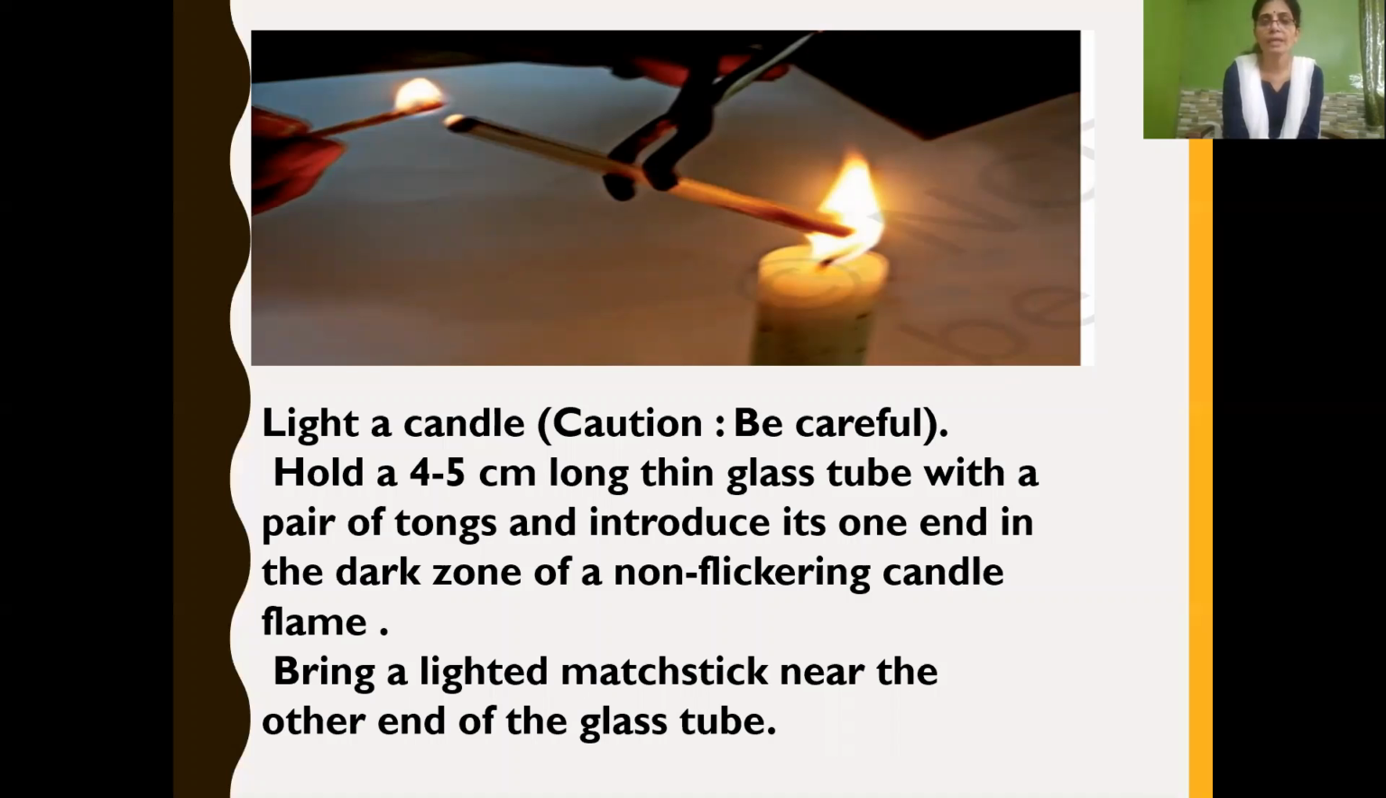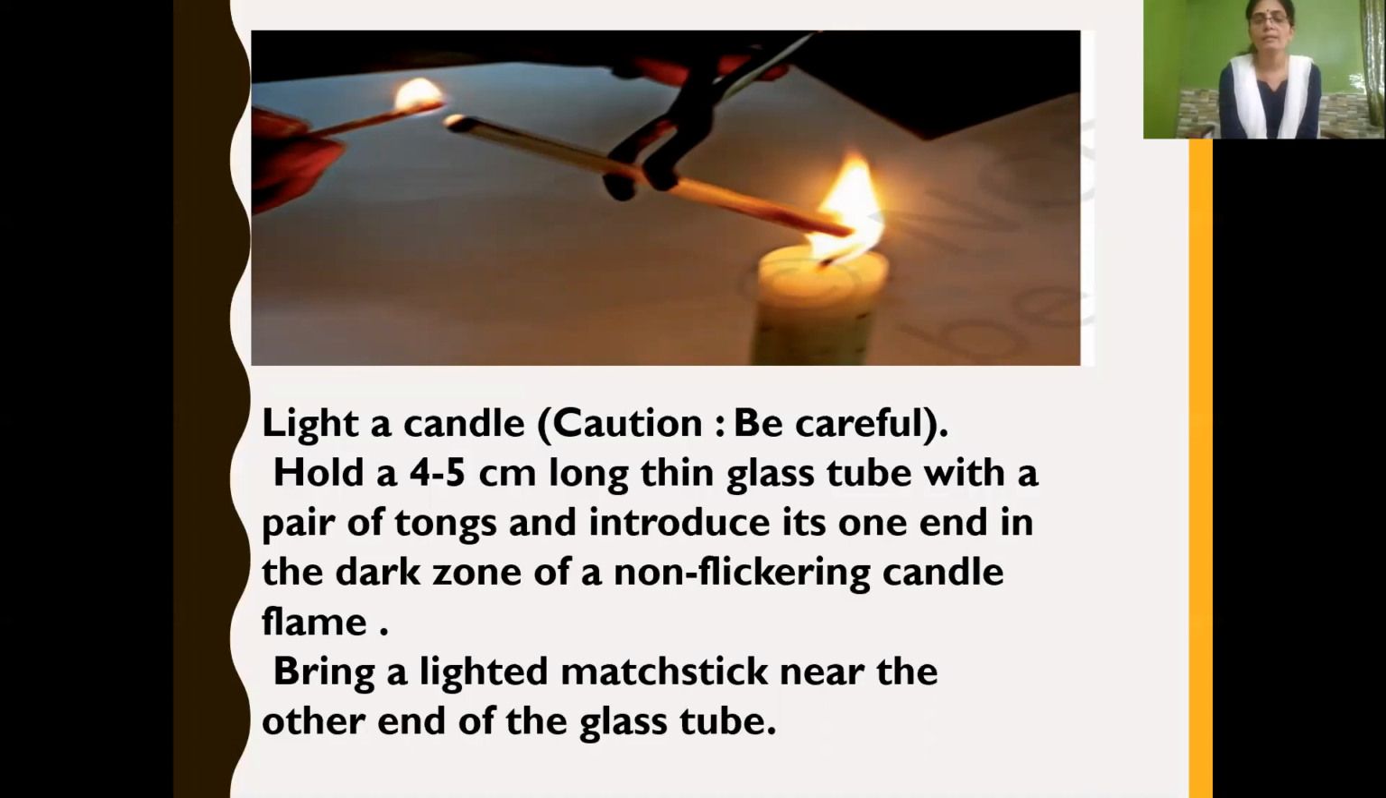You have to be very careful, and then hold a 4 to 5 centimeter long thin glass tube with a pair of tongs and introduce one end of it in the dark zone of a non-flickering candle flame, that is in the middle, not at the tip.